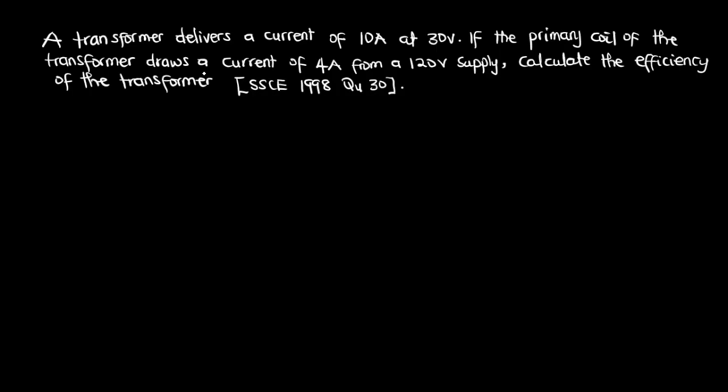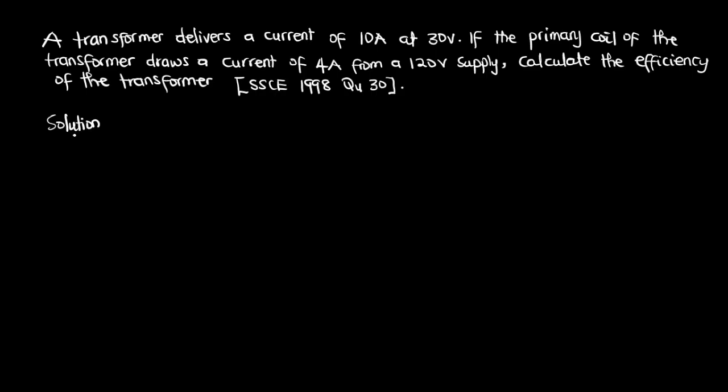In this video, we want to look at the third part of our transformers lecture or video series. We are looking at some objective questions that came on transformers for WASSCE or WAEC candidates. So let's look at the first example over here. We have a transformer that delivers a current of 10 amperes at 30 volts. If the primary coil of the transformer draws a current of 4 amperes from a 120 volt supply, we have to calculate the efficiency of the transformer. This is very easy and very straightforward. So let's look at the solution.